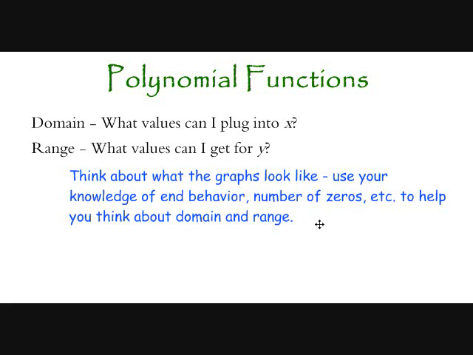The number of zeros, sure, that might matter a little depending on some parts, but end behavior is the big thing. So think about a linear function, what the end behavior was and what happened with your domain and range, versus a quadratic function, what your end behavior was and what happened with your domain and range. And think about how that translates with x to the third, x to the fourth, x to the fifth, x to the sixth, and so on. I want you to think about that and come in with some ideas as far as what domain and range would be for polynomial functions.